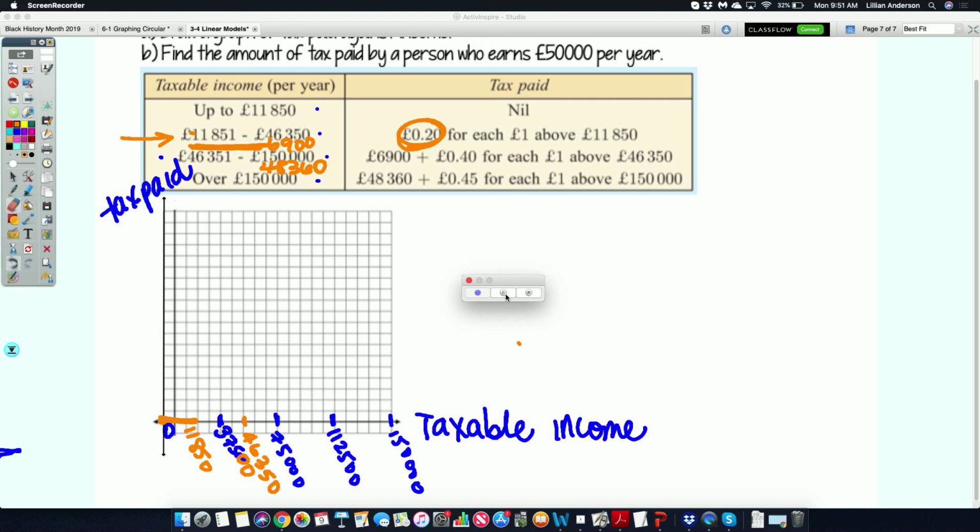And then once it reaches this point, 46,350 pounds, how high has it gone? 6,900. So then that's going to be basically our stopping point for that particular piece. Okay? So we need to go ahead and label, I just realized we haven't labeled our y-axis. We need to label our y-axis here.